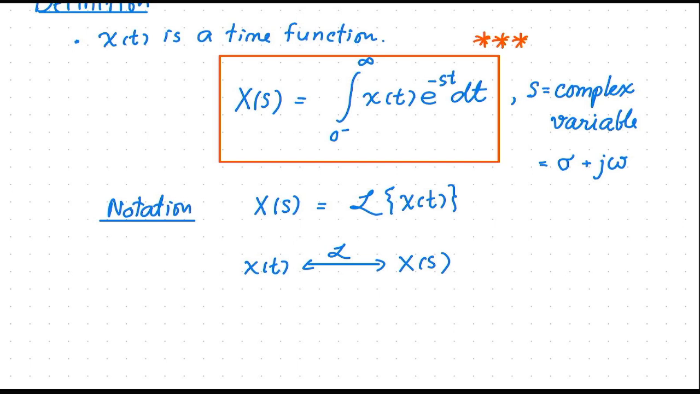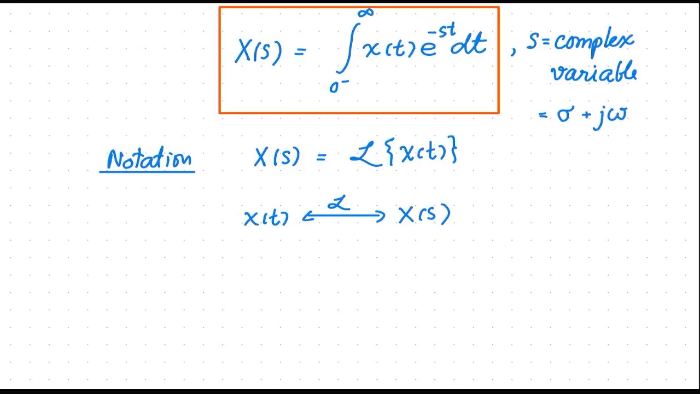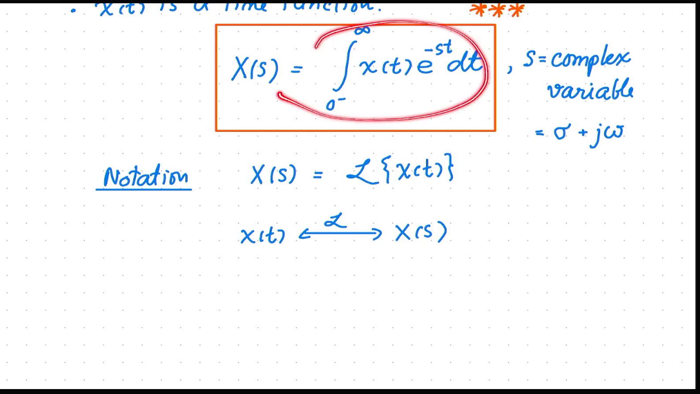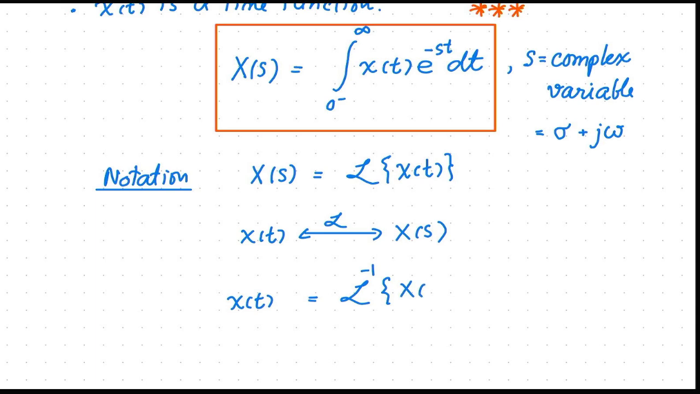They're not polygamous. They belong to each other. If you know this, then this is the only one that pairs with x(t). On the other hand, if you know X(s), then this is the only one that pairs with it. This is important. If you know x(t), then you can find X(s) by doing this integration. On the other hand, if you know X(s), then you can find x(t) by doing what we call the inverse Laplace transform of X(s).